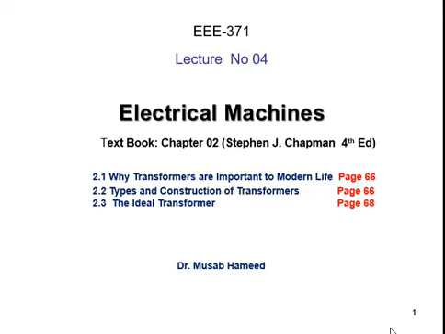transformers are important to modern life, types and construction of the transformers, and the ideal transformer.